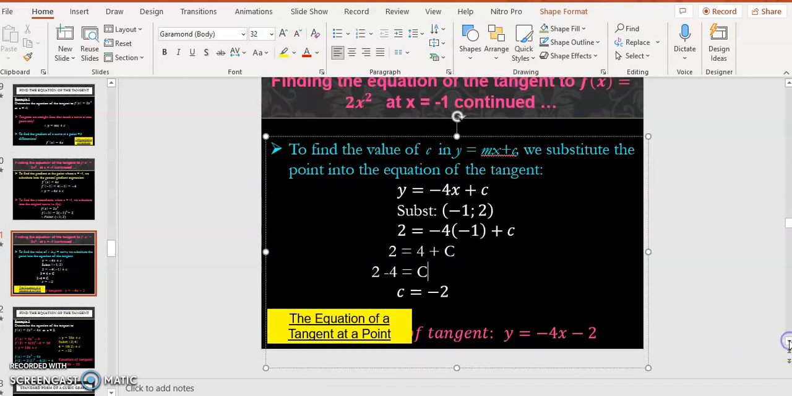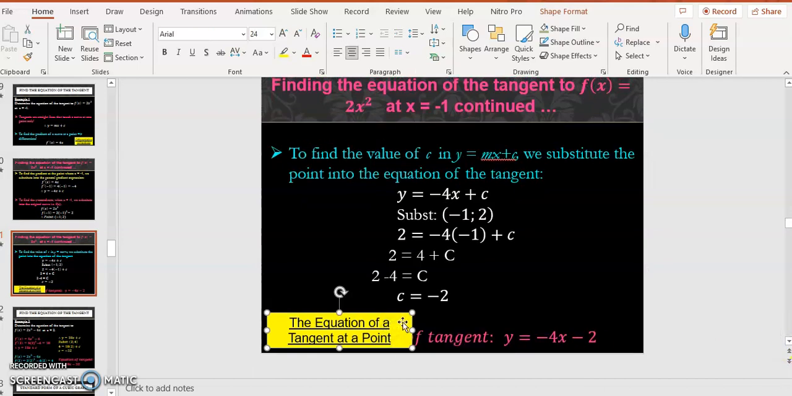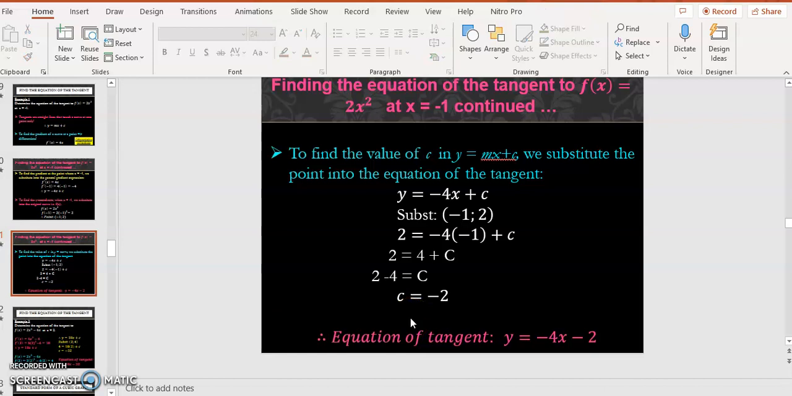So our tangent of that curve is what? The equation of the tangent is y equals -4x plus c. Our c is -2. So if we substitute it into that equation, we are going to get y equals -4x plus c, where c is -2. So plus minus will give you minus. So we have -2 there.